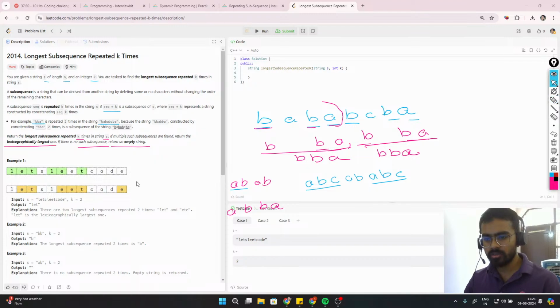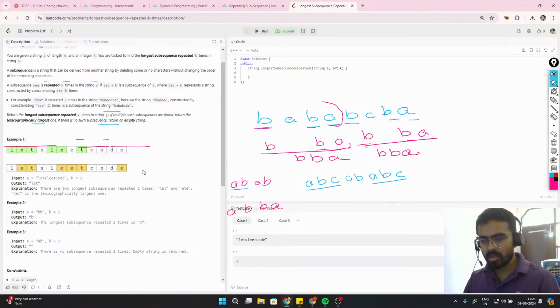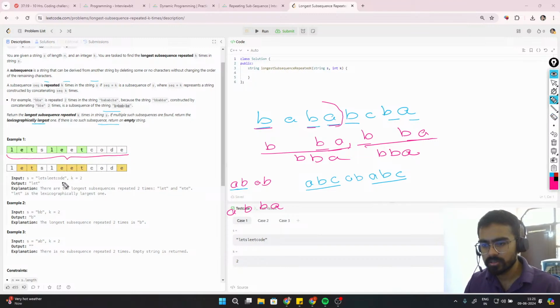Okay, now I need to find, in this we have been given a string. This is my string. I need to find a subsequence that is repeated twice here. So you can see LET and LET is a subsequence that has been repeated twice over here. So I'll be returning LET.